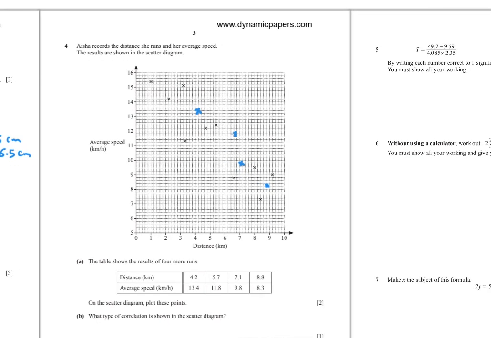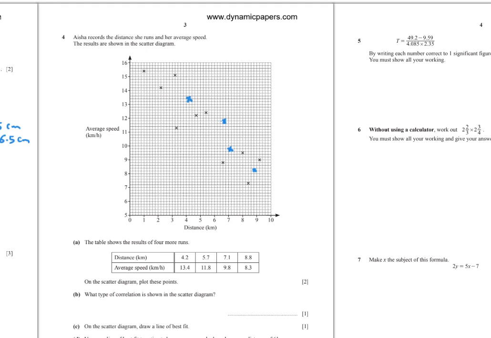Now B, what type of correlation is shown in the scatter diagram? The points go down from left to right, so this is negative correlation.